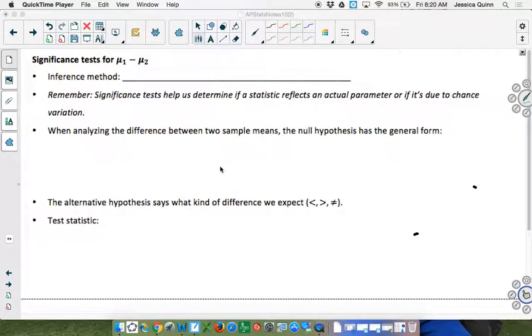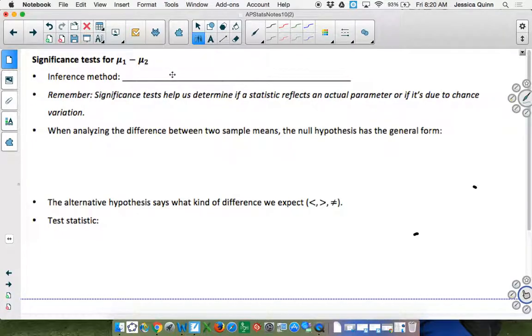We're not doing confidence intervals, we're on significance tests. So we are going to do significance tests for mu1 minus mu2. This is a 2 mean t-test, but your calculator doesn't tend to use the word mean. The way you'll see it in your calculator is a 2 sample t-test.